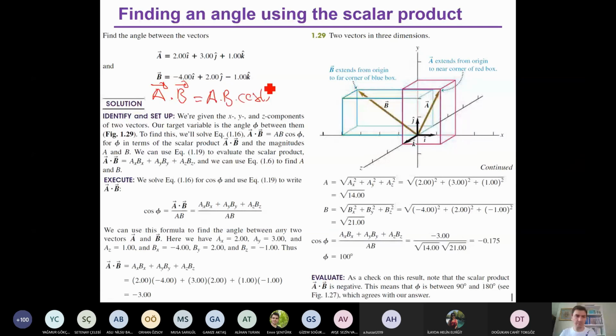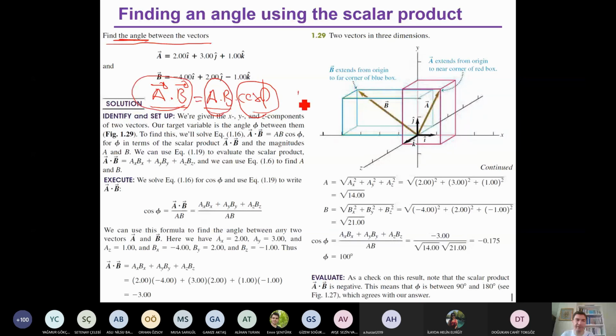This is the scalar product of A and B vectors, right? If I know this result, if I know this one, magnitude of A and B, I can calculate phi angle, right? And the question asks, what is the angle? So I can find it. So first of all, I have to find this one, and then I have to find this one, then put within that relation, and then calculate phi angle.